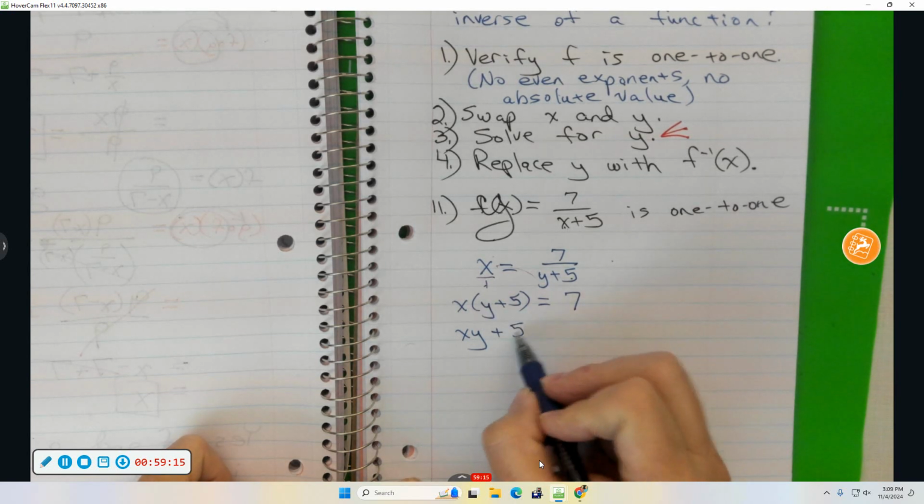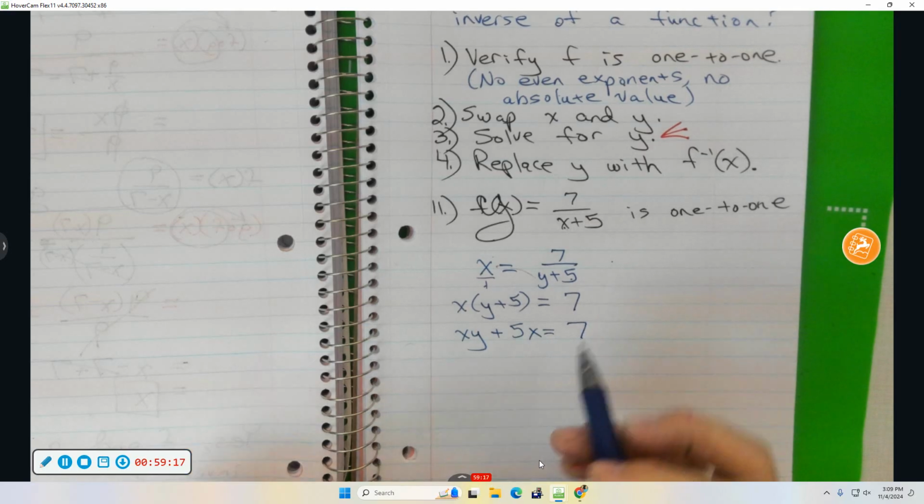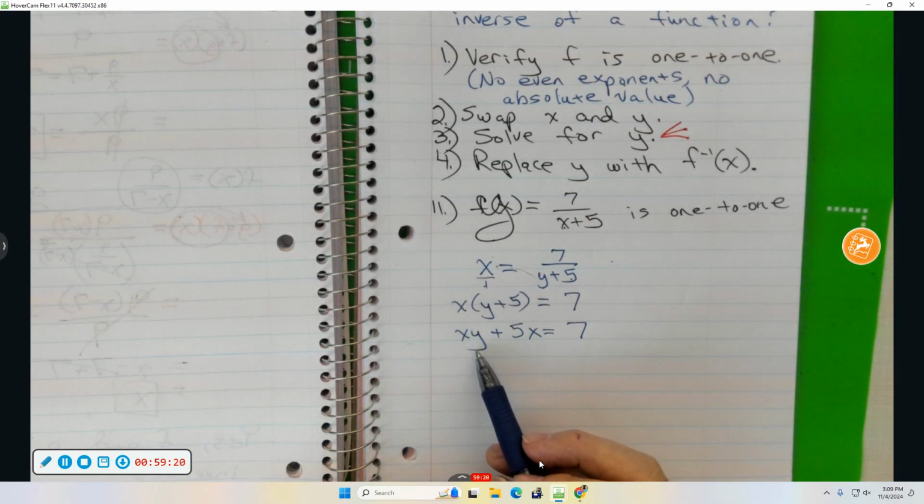5x, I agree, equals 7. You need the y term by itself. There's only one sensible next step. You're trying to get y by itself. What should we do?